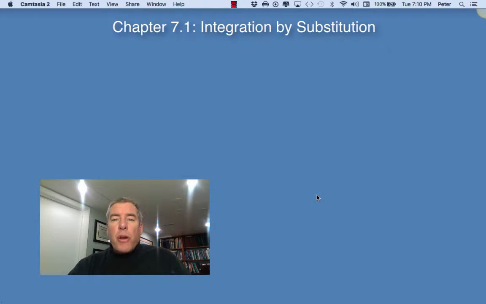Now up to this point, all of the antiderivatives we found came from integrals that were themselves pretty basic antiderivatives. Or I should say, they were basic derivatives of basic antiderivatives. So learning this new technique called substitution is going to allow us to start dealing with some more complicated functions than just the basic ones.